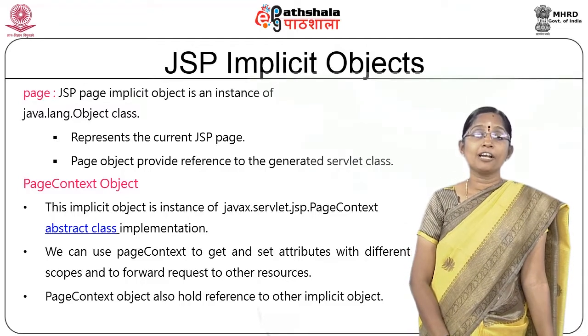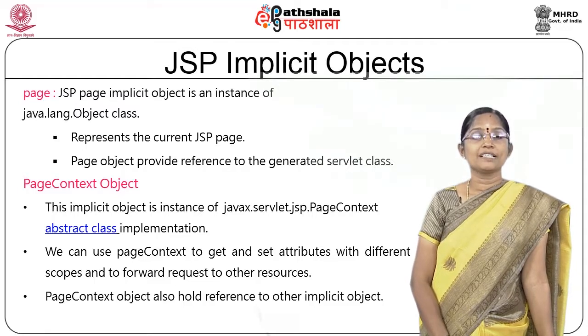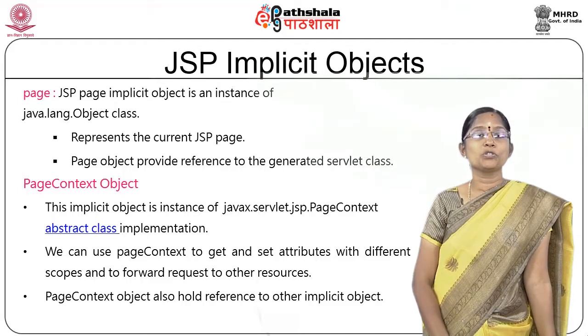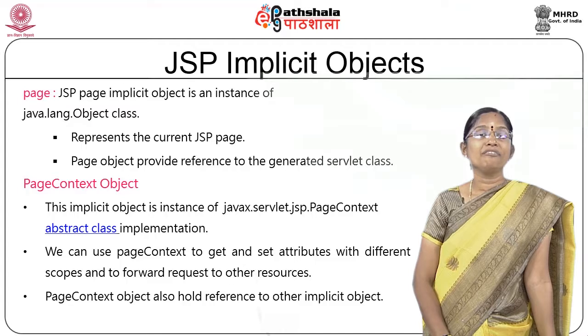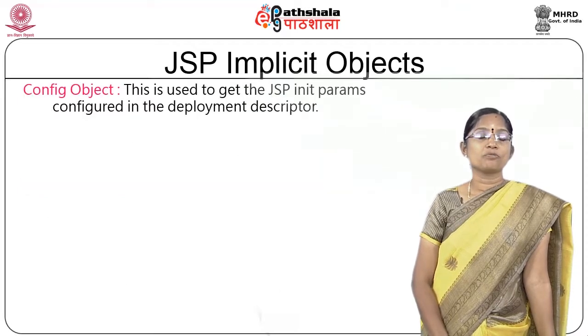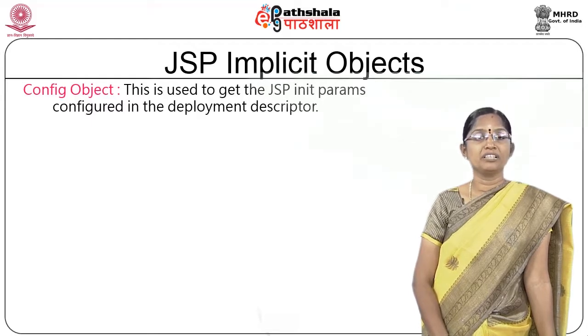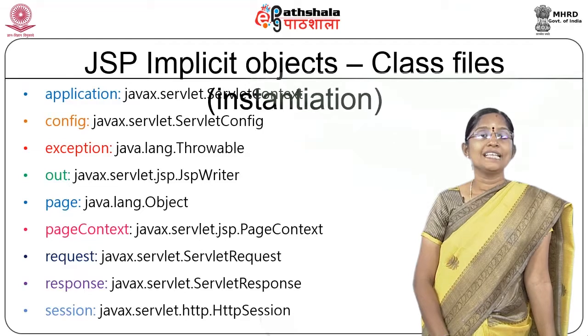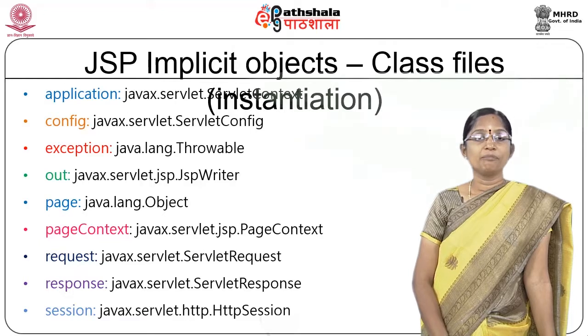The object which is related to this is called the pageContext object. This pageContext object is actually an abstract class implementation. This is used to get and set attributes with different scopes. The pageContext object also holds references to other implicit objects. The last implicit object is called the config object. This is used to get JSP init parameters which are configured in the deployment descriptors. So, on the left hand side we have shown all the 9 JSP implicit objects, and from which class each object has been instantiated. The class names are displayed on the right hand side.